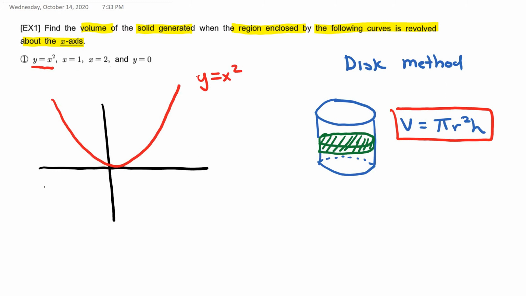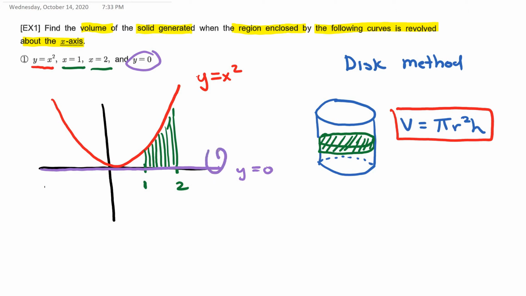This parabola is bounded by two x values, x equals 1 and x equals 2. So let's say that here is x equals 1 and here is x equals 2. That particular region right here in green is going to be rotated around the x-axis. The y equals 0 just emphasizes that we need to stay in the region above y equals 0. We're going to take that green region and simply rotate it around this axis here.